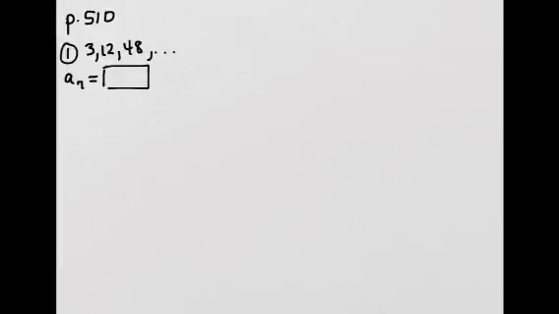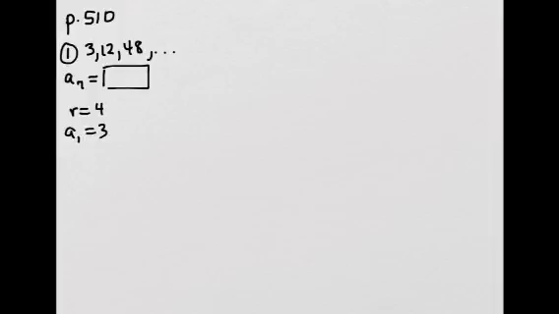Okay, so it's asking for the seventh term in this sequence. We can tell that this is geometric because when you multiply by 4, you get the next term. So the common ratio is 4. A sub 1 is 3.